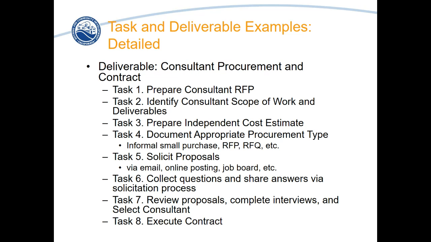So here the deliverable is a consultant procurement and contract. Task 1, you prepared the RFP. Task 2, you identified consultant scope of work and deliverables. You prepared the independent cost estimate. You documented the appropriate procurement type. You've solicited proposals per the documented appropriate procurement type. You've collected questions and you shared answers via your solicitation process. You reviewed proposals, you completed interviews, you selected your consultant, and you executed your contract.